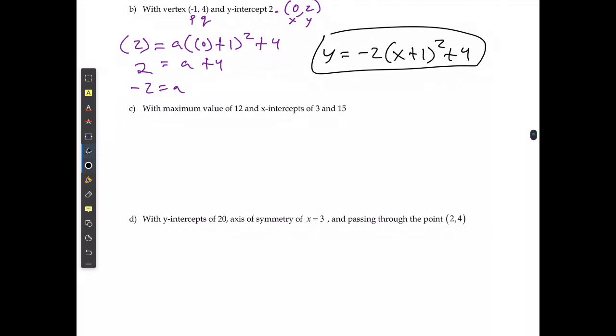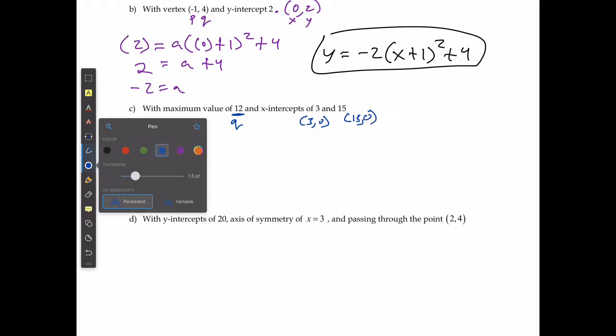Example C. With a maximum value of 12 and x-intercepts at 3 and 15. Well, a maximum or minimum value is always going to represent my q value. The x-intercepts are possible coordinates for the graph to go through.